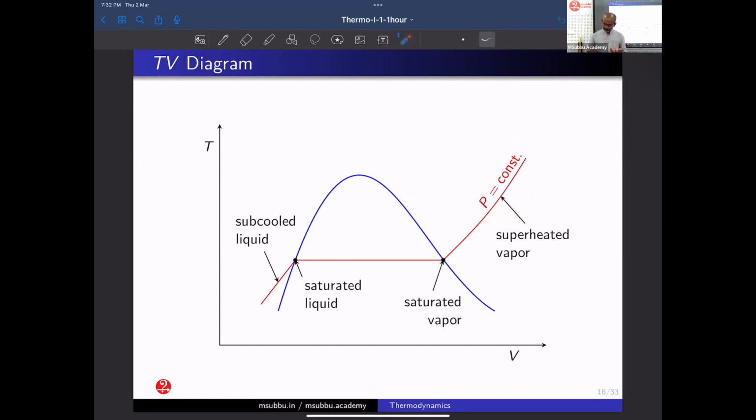What will be another pressure line? We'll have something similar. And of course, during this phase change, the process is happening at constant pressure and temperature, so it is simply a horizontal line. The width of the horizontal line keeps on decreasing, and it merges to a point at the critical point. Okay, a lot of discussion can be made on this, that we'll see with reference to problems.